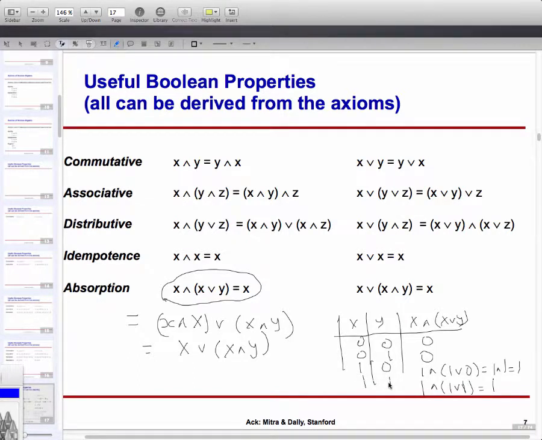You can do the same thing for the right-hand one. So the absorption property, you can always derive it this particular way. Try to think how you might do it without drawing the truth table, in terms of just the algebra, the rules that we have learned thus far.